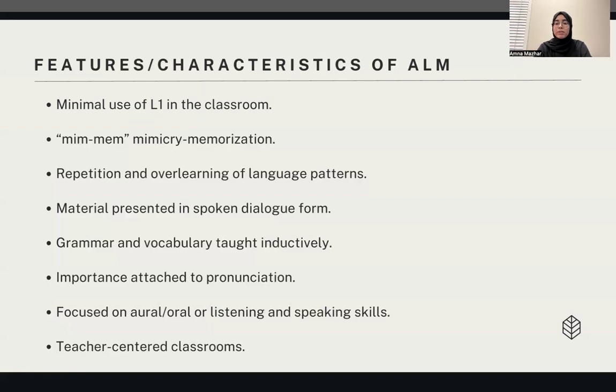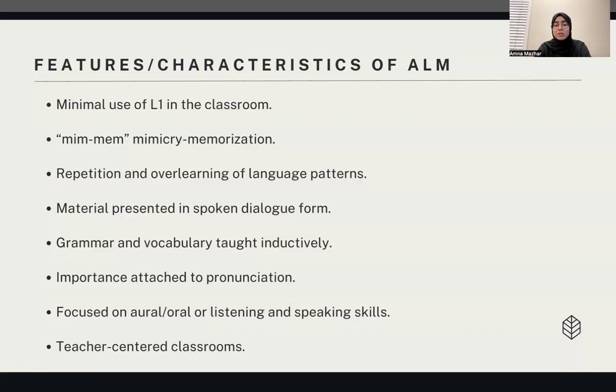Repetition and overlearning of language patterns. Memorizing and perfecting pronunciation through repetition is very important for the audiolingual method. The same vocabulary item or the same sentence will be repeated a number of times in the classroom until the learner memorizes the sentence or the vocabulary item.